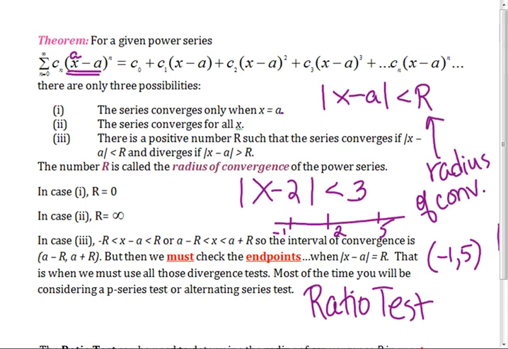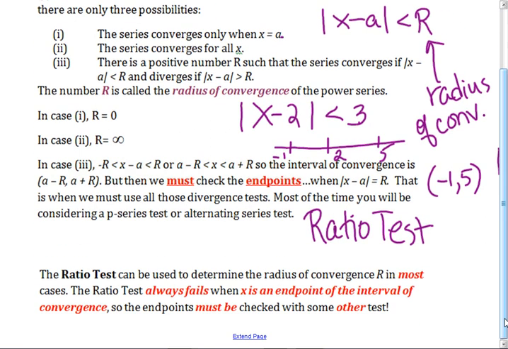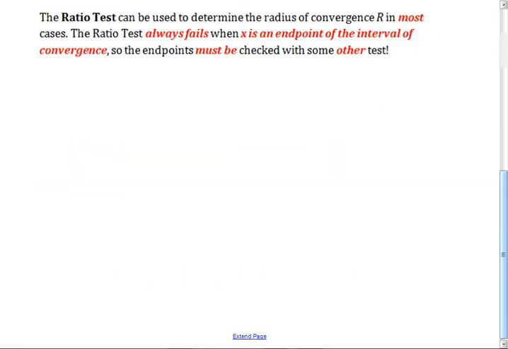Now, before we do that, let me remind you of one power series in particular. I don't know why I don't have it here. But you remember this. 1 plus x plus x squared plus x cubed plus x to the n.